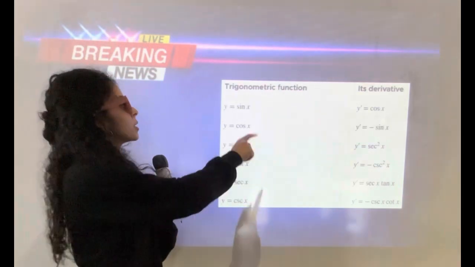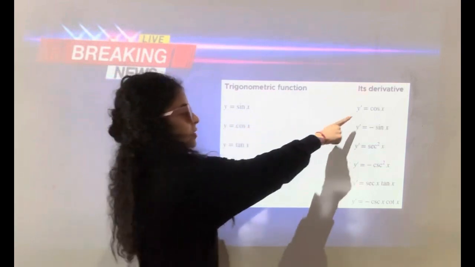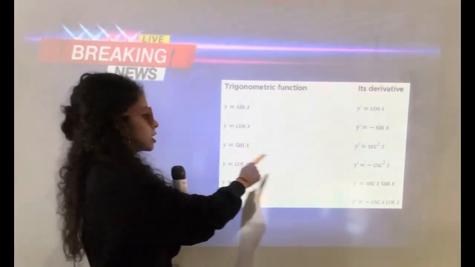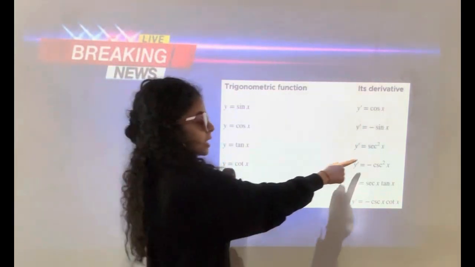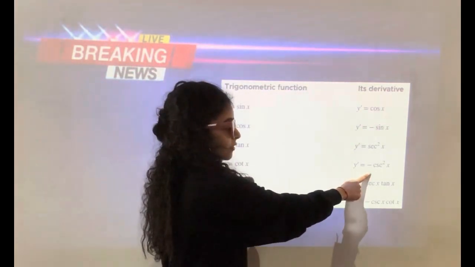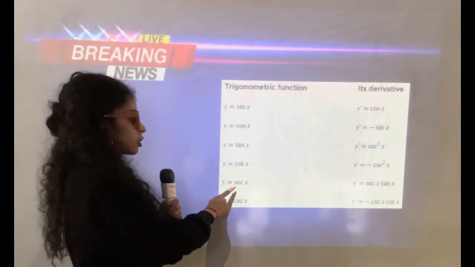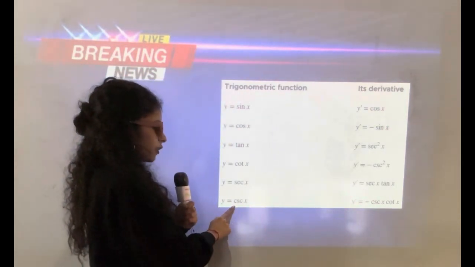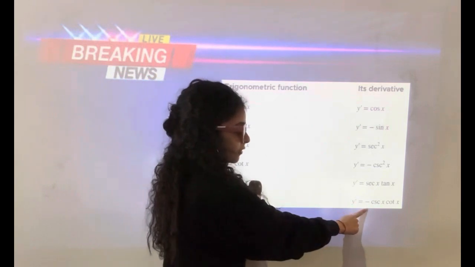As you can see here, the derivative of sine x is cosine x. The derivative of cosine x is negative sine x. The derivative of tangent x is secant squared x. The derivative of cotangent x is negative cosecant squared x. The derivative of secant x is secant x tangent x, and the derivative of cosecant x is negative cosecant x cotangent x.